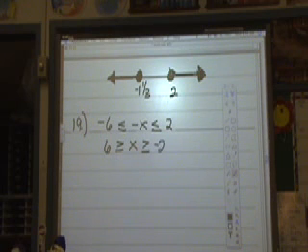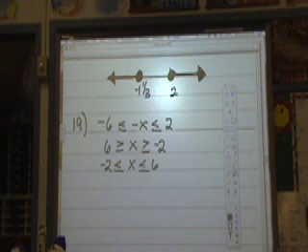-2. Now, this is not in the correct order to graph it. It must be turned around. -2 is less than or equal to x, less than or equal to 6. And then graph it. Closed circle at -2 and 6. Shade in between. Good.